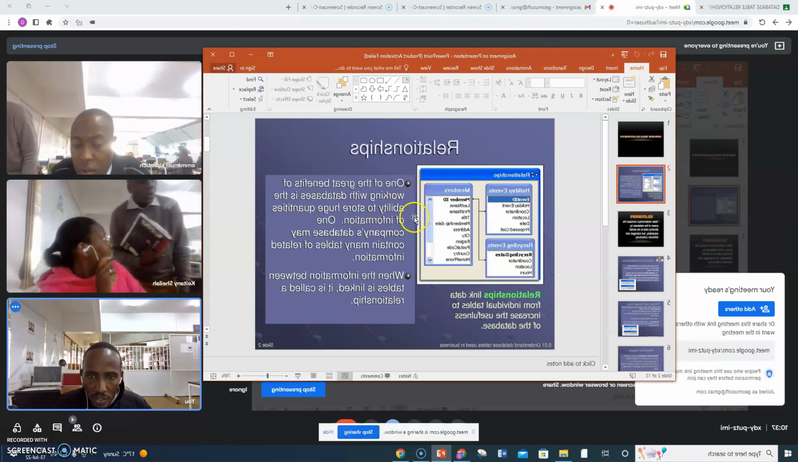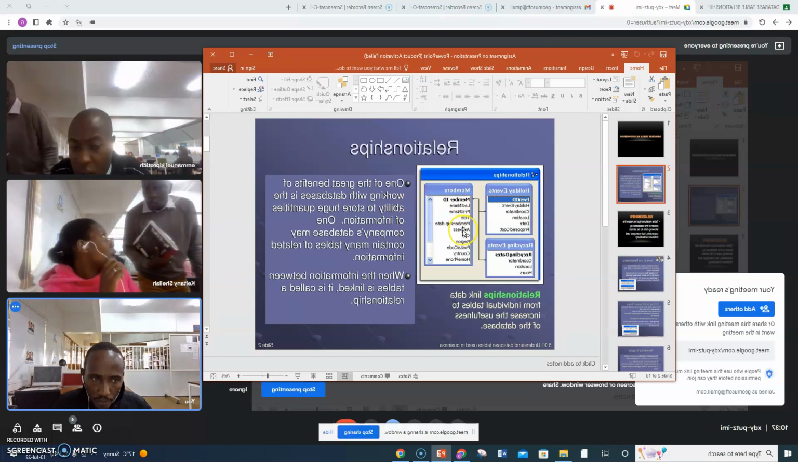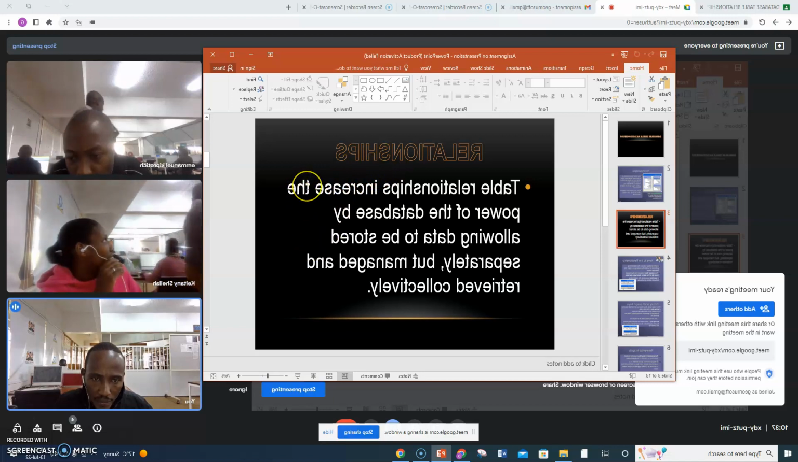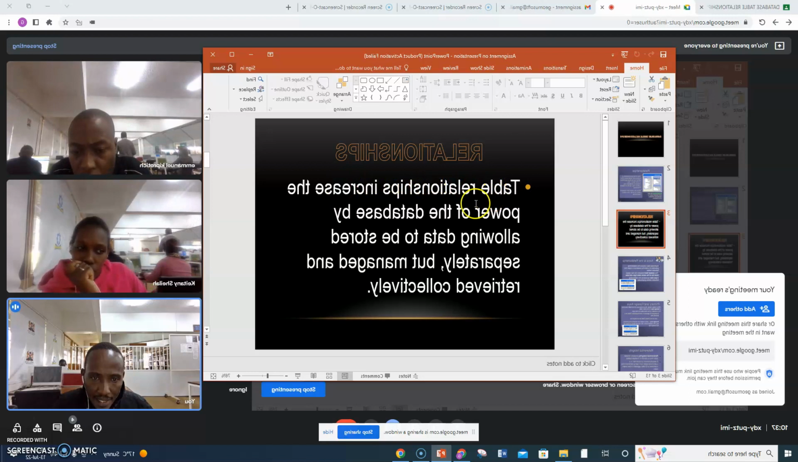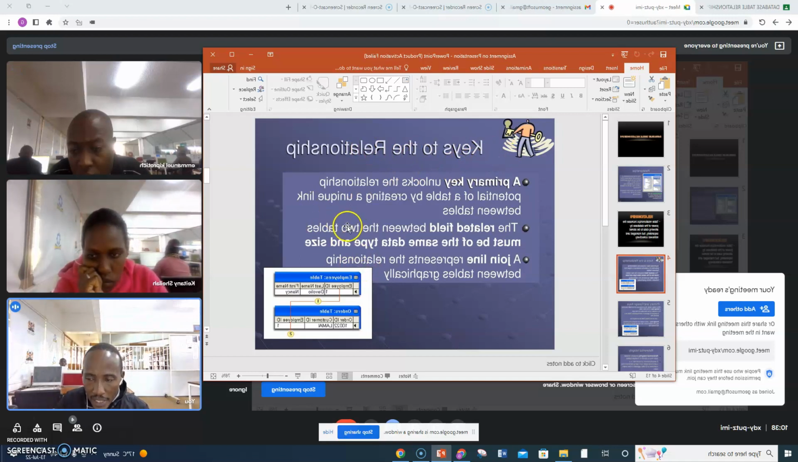One of the great benefits of working with a database is the ability to store huge quantities of information. The relationships are majorly done on tables in a database. So table relationships increase the power of the database by allowing data to be stored separately but managed and retrieved collectively. Having that in mind, we have the keys to the relationships. Majorly, we have two types of keys: primary key and foreign key.